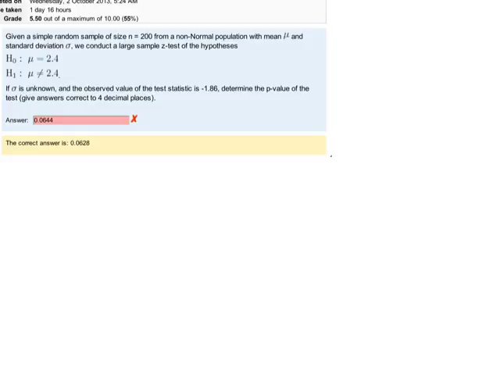This is question 1. Given a random sample of size n equals 200 from a non-normal population with mean mu and standard deviation, we conducted a large sample z-test of the hypothesis mu equals 2.4 as the null hypothesis, and the alternate hypothesis H1: mu does not equal 2.4. So it's a two-tailed test. We don't know the standard deviation of the population, and the observed value of the test statistic is minus 1.86. Determine the p-value of the test.